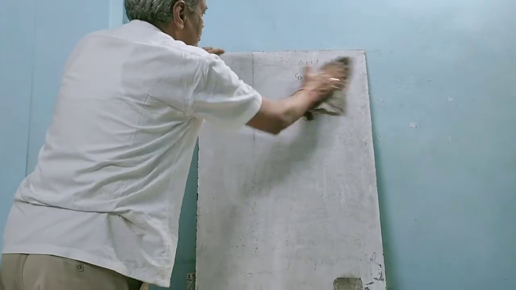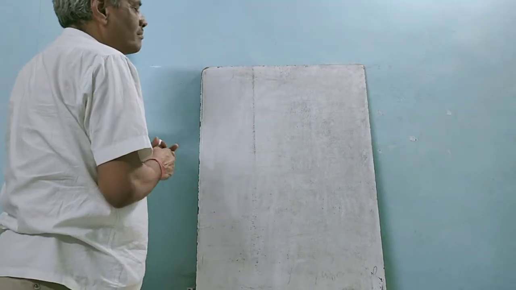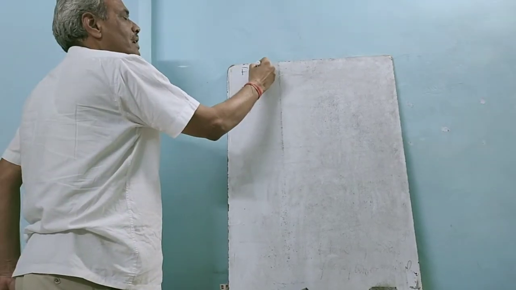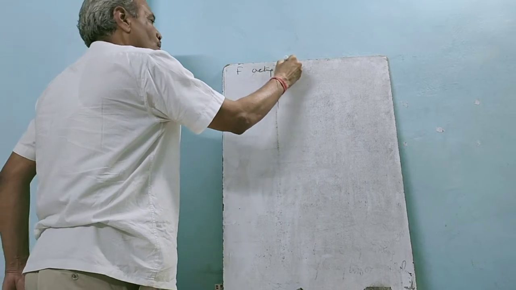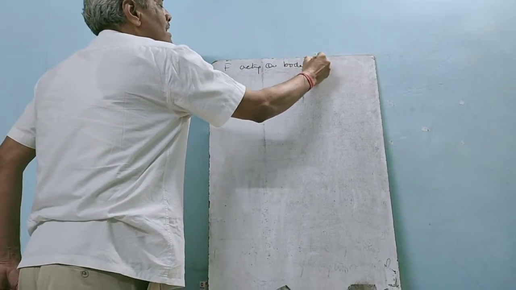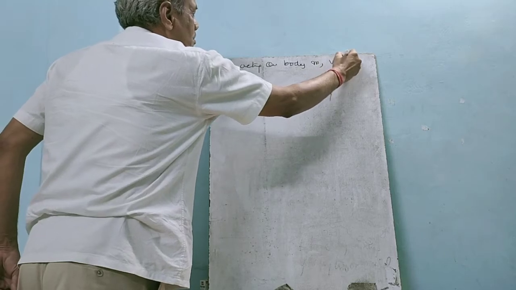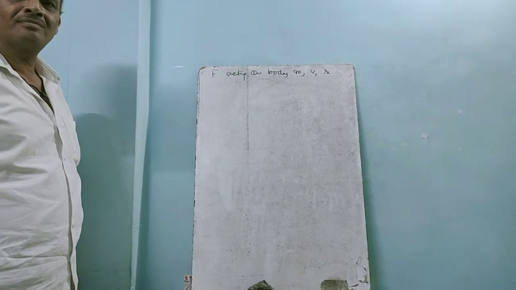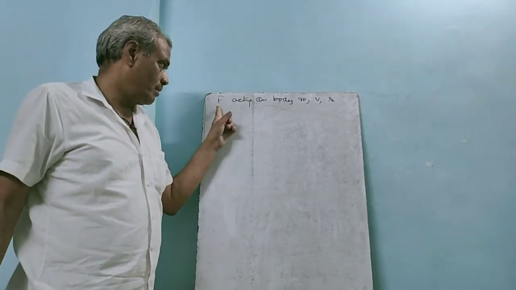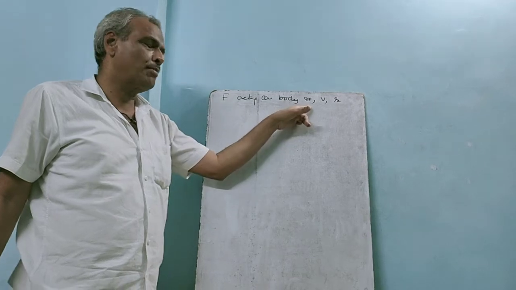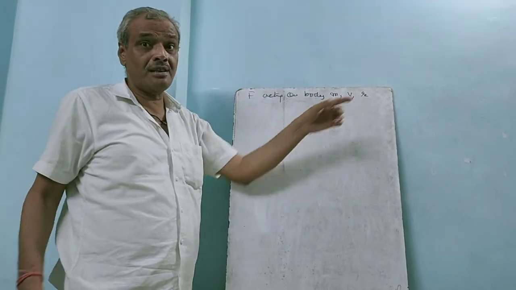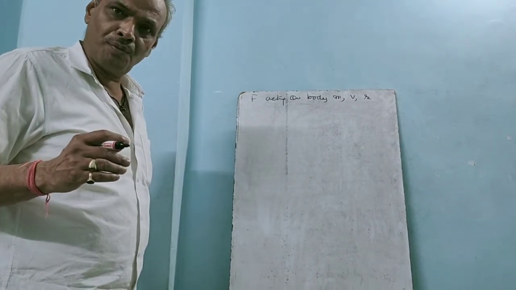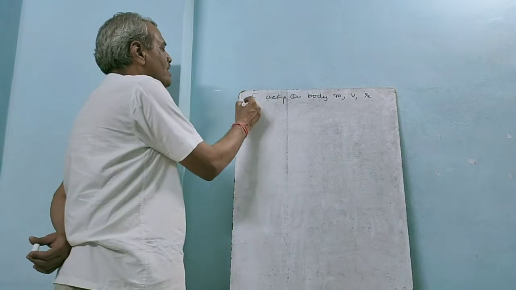See, for example, the centripetal force acting on a body depends upon its mass, its speed and the radius of its circular path. Suppose centripetal force F acting on a body depends upon its mass, its speed and its radius of circular path, and we have to find the formula for centripetal force dimensionally. See, this is the solution.